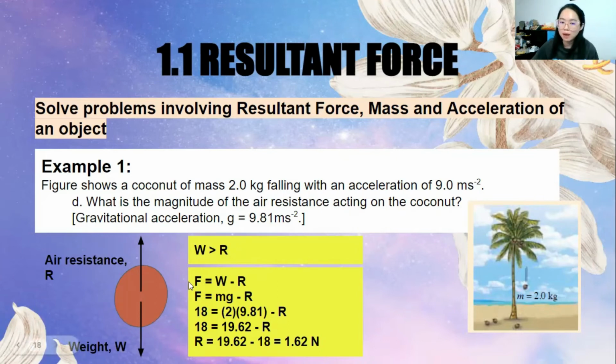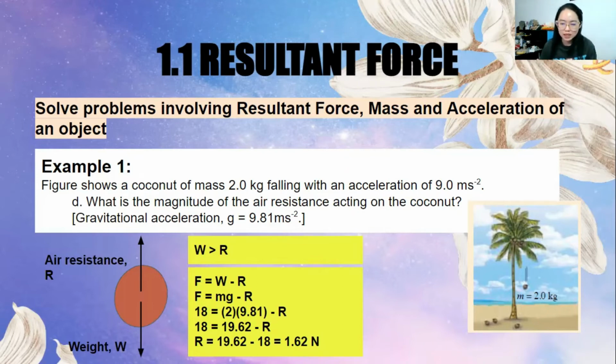Because the object is falling down, W is greater than R. So I know that the resultant force is equal to W minus R. So I have mg minus R, which is 18, where mg is 2 times 9.81, using the acceleration due to gravity. My question wants to find the air resistance, so I move the negative R to the left and bring the 18 to the right. So R is equal to 19.62 minus 18. Then my final answer is 1.62 Newton, meaning the air resistance experienced by the coconut is 1.62 N.